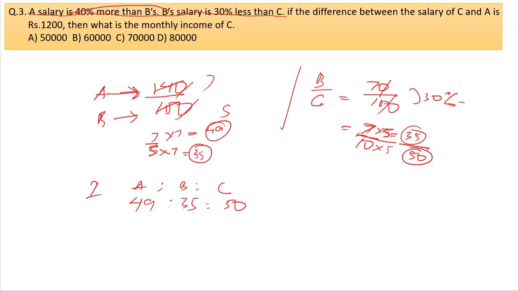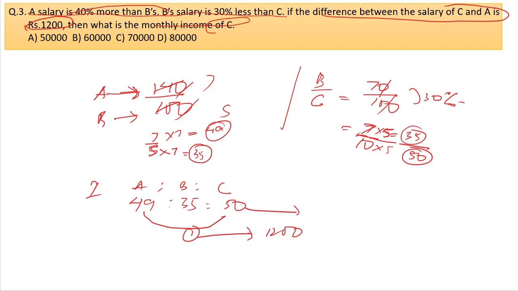In the next part of the question, the difference between the salary of C and A is rupees 1200. So here the difference between C and A is 1, for 50 minus 49 is 1. If 1 unit is equal to 1200, then what is the monthly income of C? This 50 will be multiplied by 1200. That is 60,000. So our correct answer is option B.